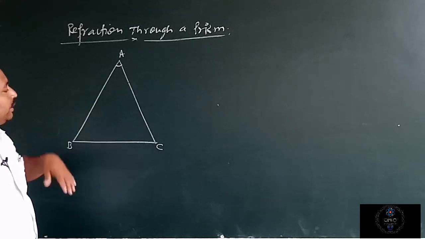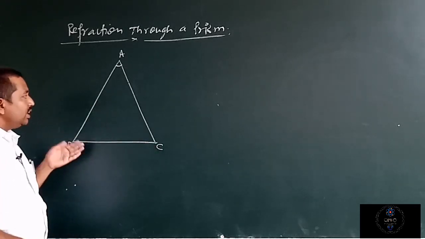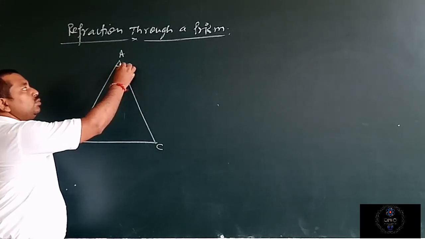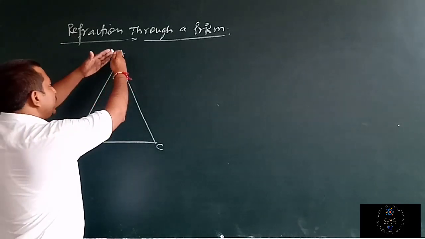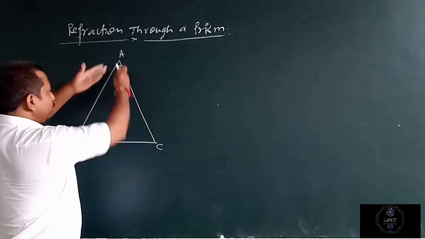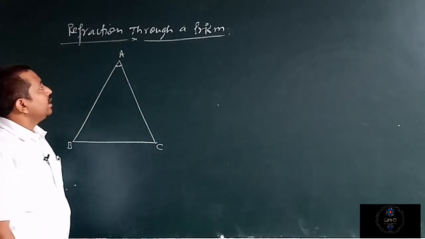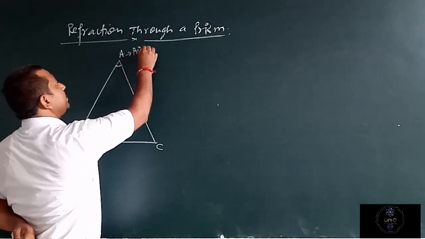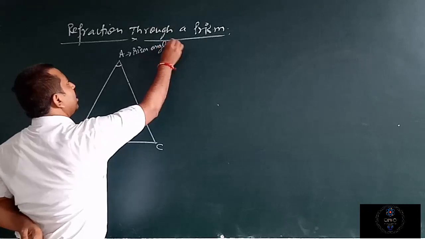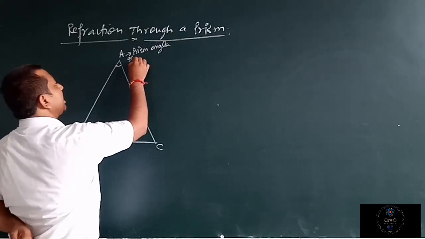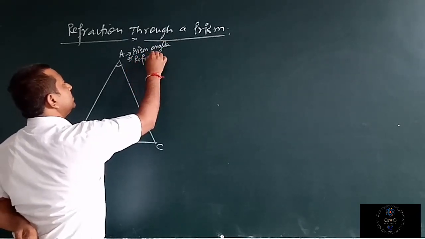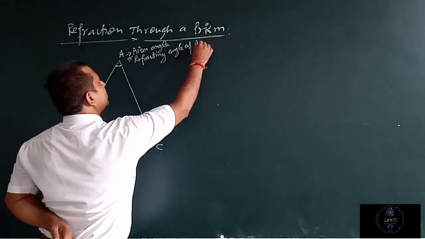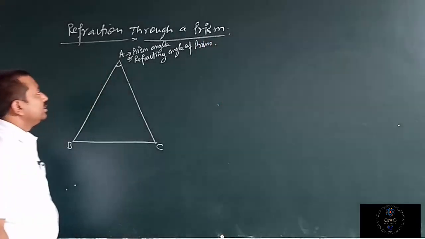So if we place a prism on any base, then the vertical angle which is inclined between the two refracting surfaces, or rectangular surfaces, is known as the prism angle. This angle is known as the prism angle, or also the refracting angle of the prism.